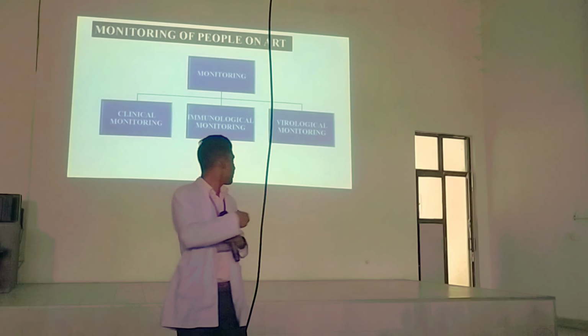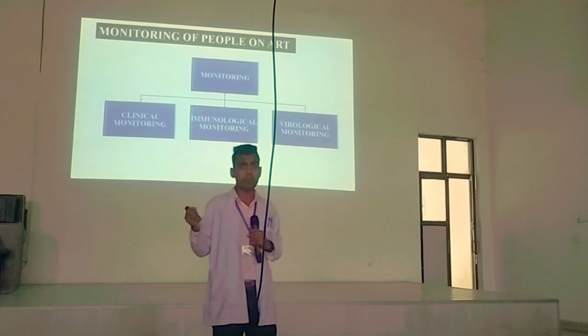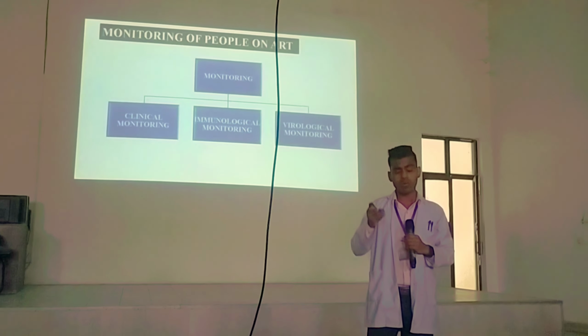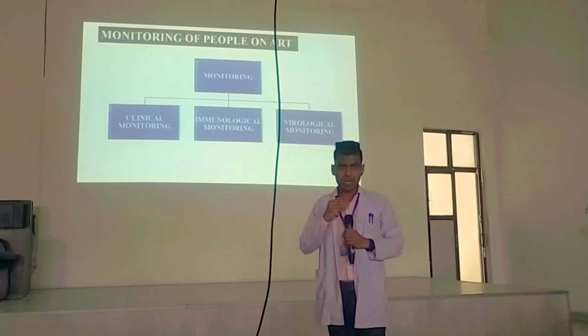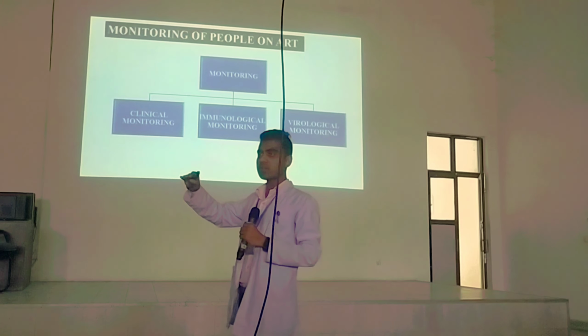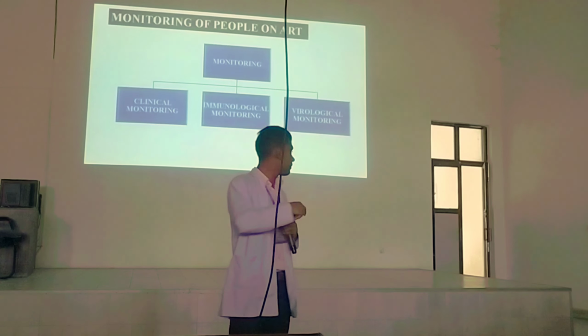Another one is immunological monitoring. For the immunological monitoring, we do the CD4 cell count or percentage. It is mainly done on a 6 monthly basis, because while using ART the CD4 cell count starts rising in the first year of life, then it becomes a plateau and again starts to rise in the second year of the treatment. So this CD4 cell count should be monitored every 6 months.